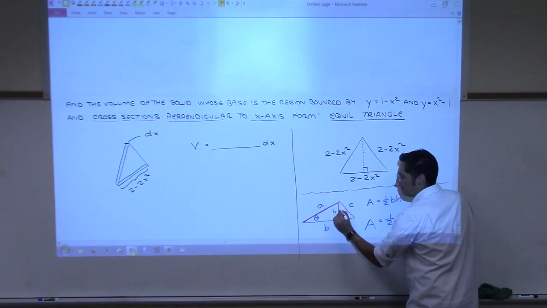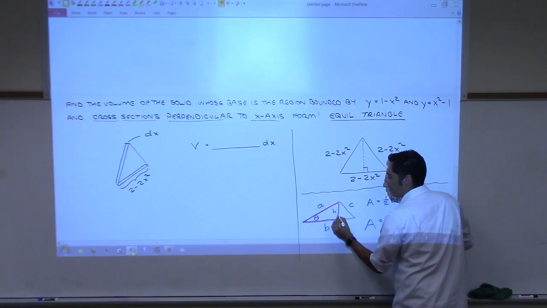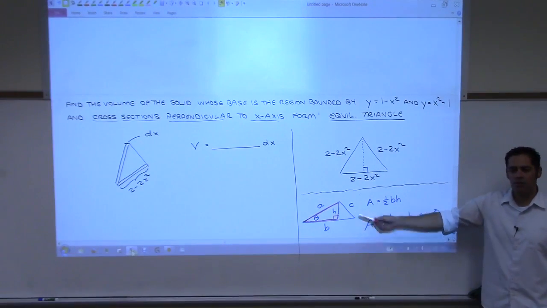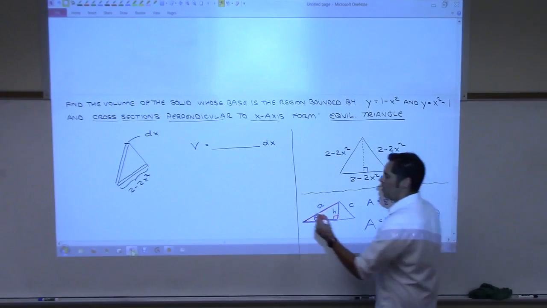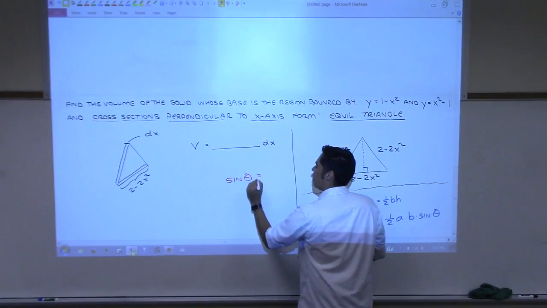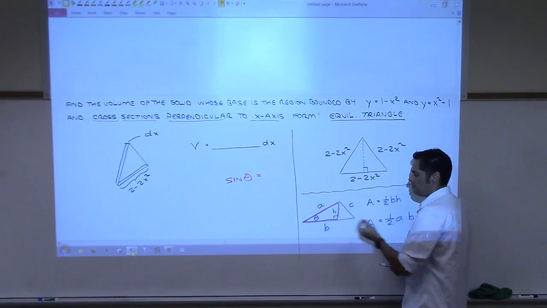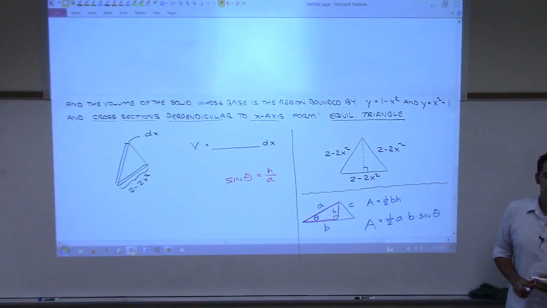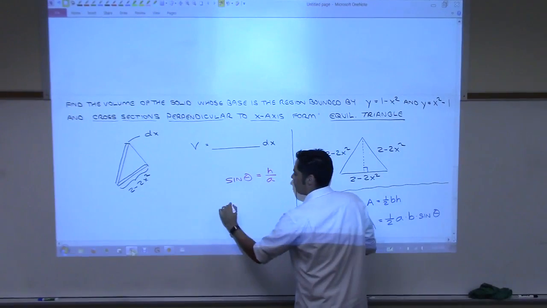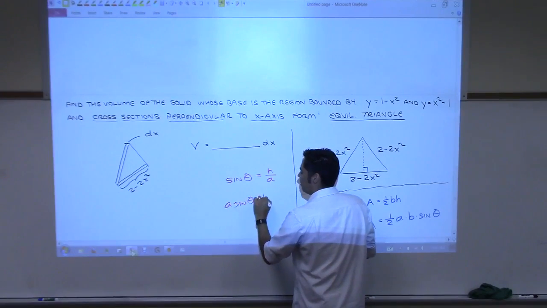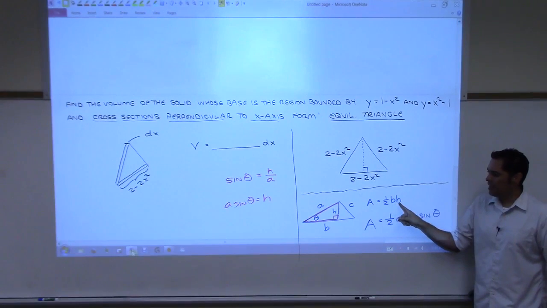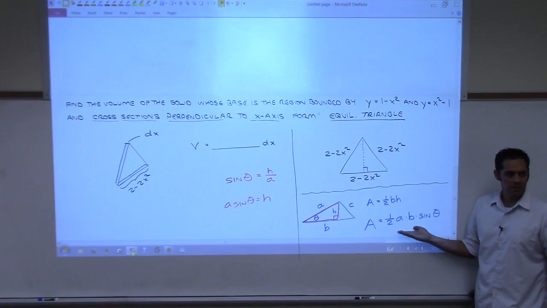Take this right here in red. What type of triangle is this? Right triangle. Just tell me, in terms of all the letters we have there, what's sine of theta off that red triangle? Sine of theta is opposite over hypotenuse, right? So h over a. Please solve that for h. What do you get? A sine theta is h. Agree? Now come back over to this formula that everyone loves and replace h with a sine theta. And what do you get? You get this. You see?